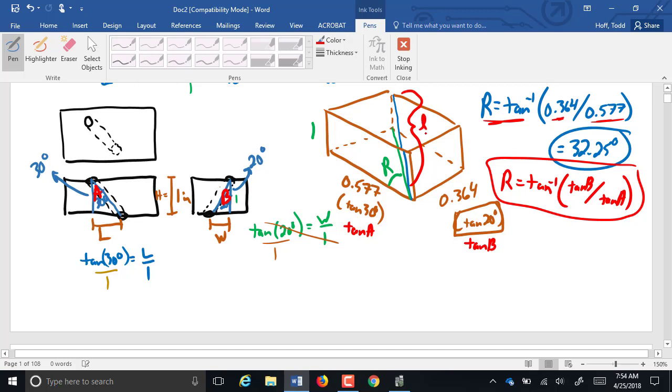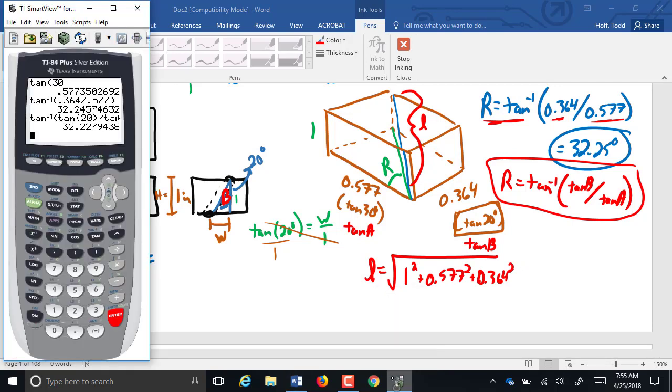This length here, which we're going to call L, is then the square root of 1 squared plus 0.577 squared plus 0.364 squared, right?